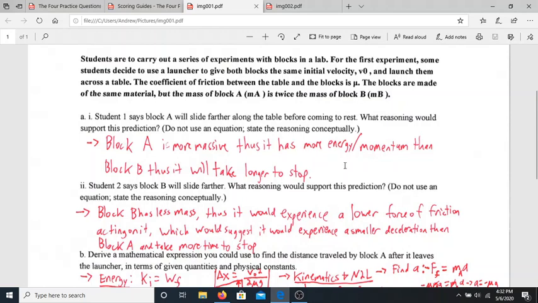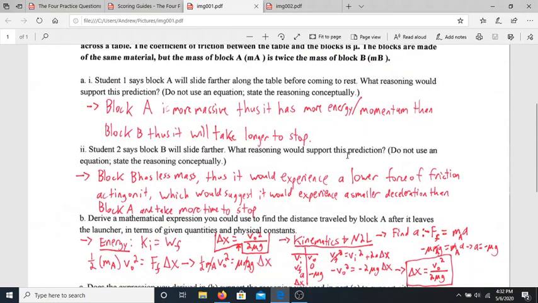Now for block B, it's kind of going along the same line of thought. Student 2 is looking at the idea that block B is probably less massive, which means if we think about forces, or you could talk about momentum, either one would be fine. If you think about forces, block B probably experiences a weaker force of friction, which means its acceleration might be less. Maybe. We don't know if that's true yet, but that's what we're just thinking here, which means it'll probably take longer for it to stop.